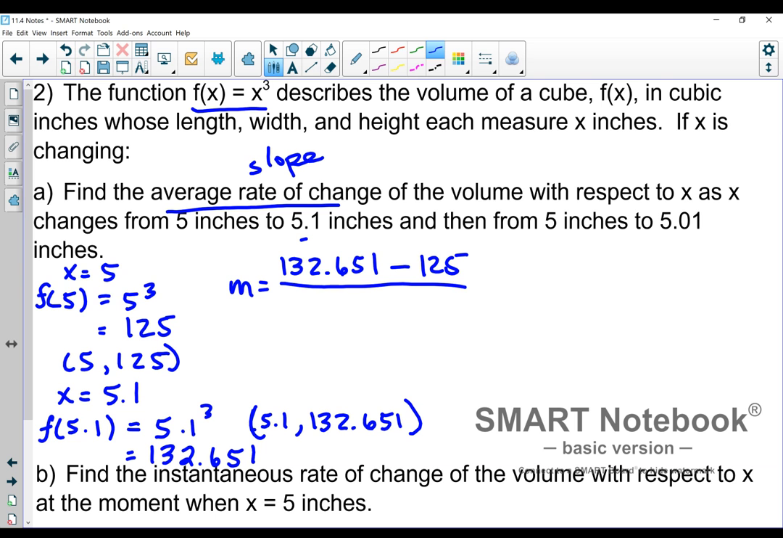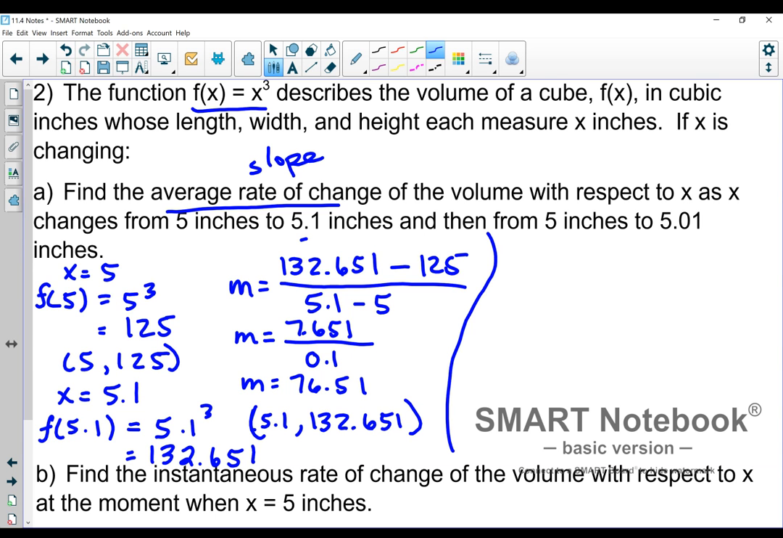And then my x minus x is 5.1 minus 5. So let's see, when we subtract in the numerator, we have 7.651. My denominator is 0.1, and so my slope is 76.51.